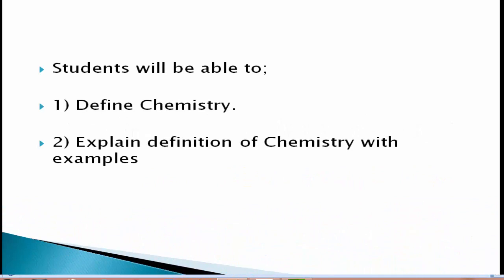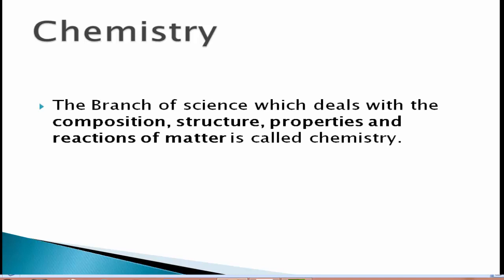Now, at the end of this lecture, students will be able to define chemistry and explain the definition of chemistry with examples. Let's see what is chemistry. The branch of science which deals with the composition, structure, properties, and reactions of matter is called chemistry. Now, see, there are four important terms: composition, structure, properties, and reactions of matter. These four are basic parts of the definition, and now we will see all these four parts with an example.